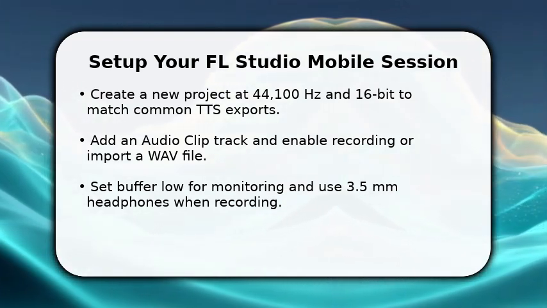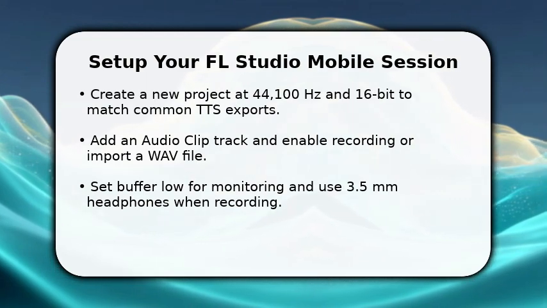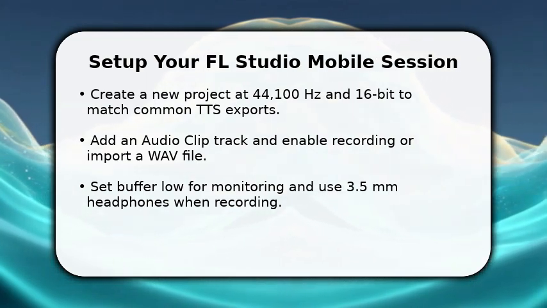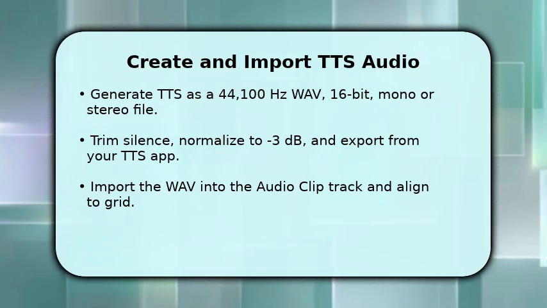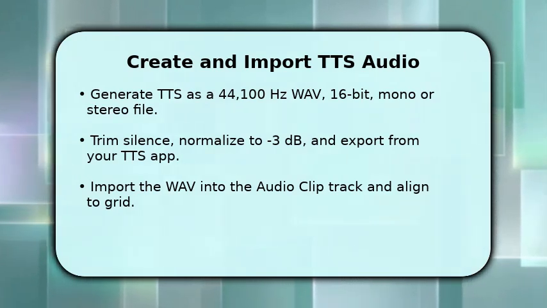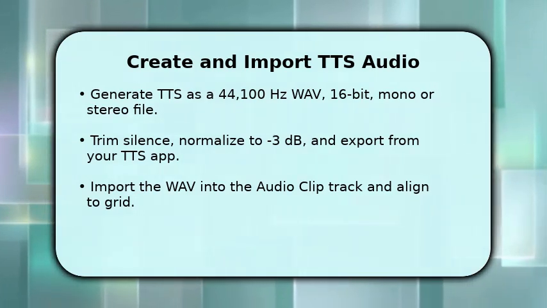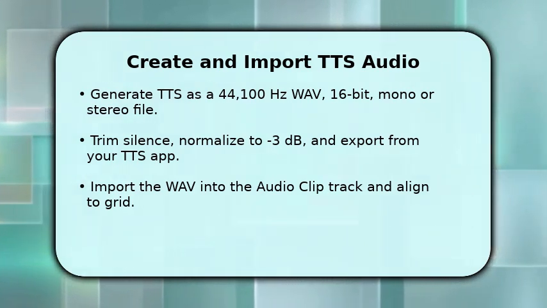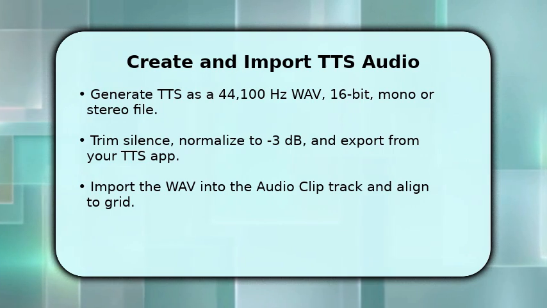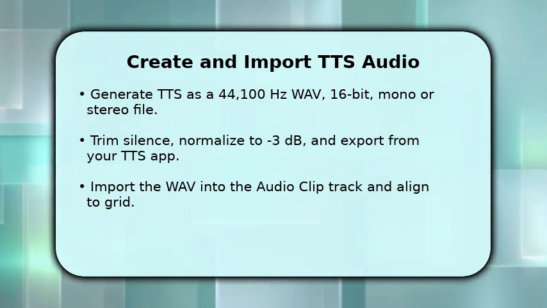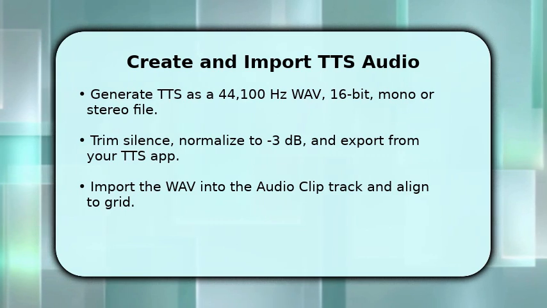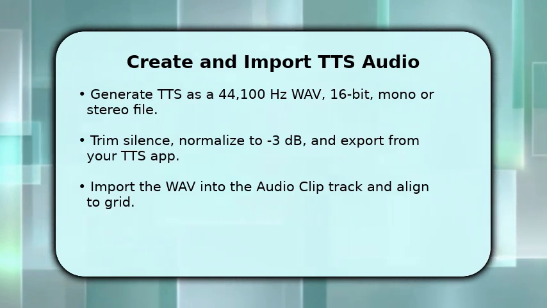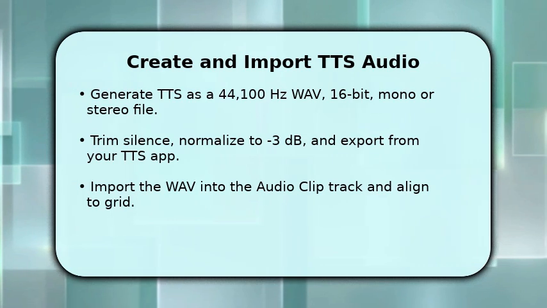Keep the mixer visible to route effects and control levels for the forthcoming TTS audio. Use a TTS app or device speech engine to generate your narration as a WAV file. Export at 44,100 Hz and 16-bit, mono or stereo depending on your project. Trim leading and trailing silence and normalize the file to about -3 dB for headroom.